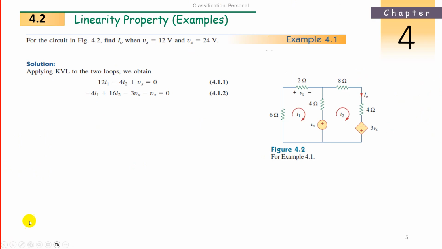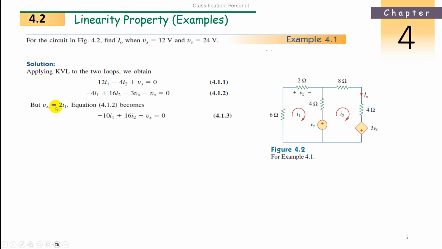So like this, we have two methods. Which one you practice is up to you. In the first method, you make more equations. In the second method, fewer equations. Second method. Okay.